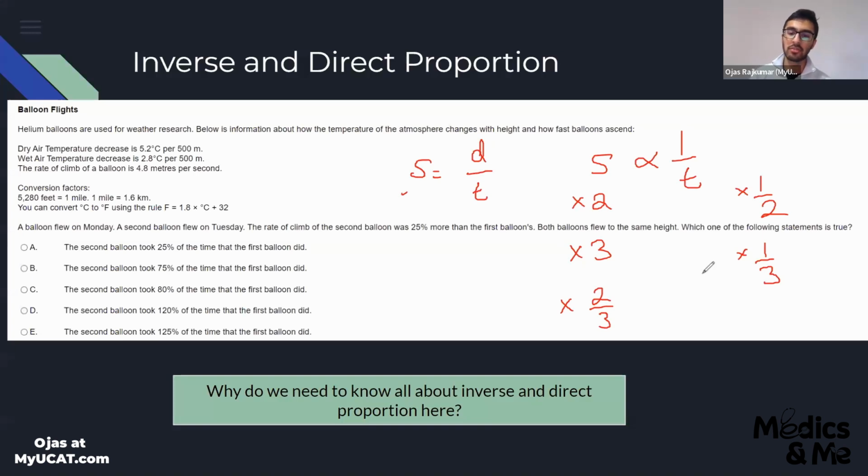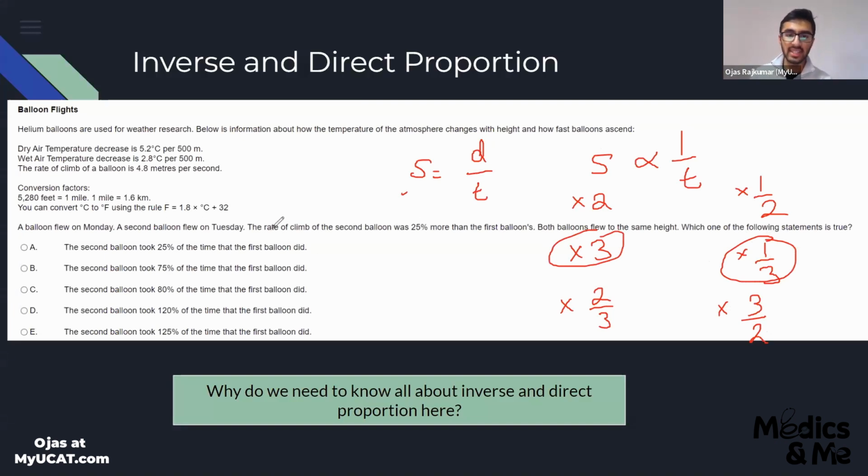Really good, everyone. 3/2. So speed is inversely proportional to time at fixed distance. And that means whatever you do to the speed, you do the reciprocal to the time. So twice as fast, you're going to be half the time. Now that's the idea you're going to use here.